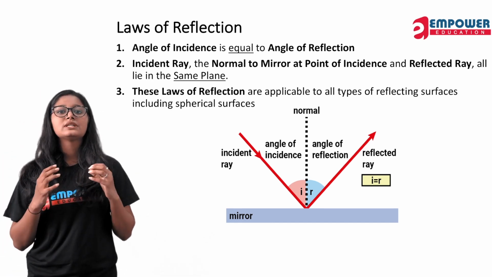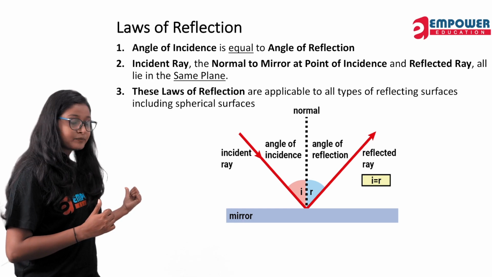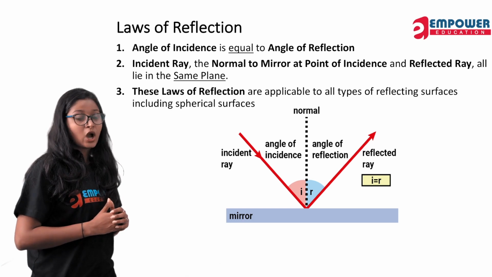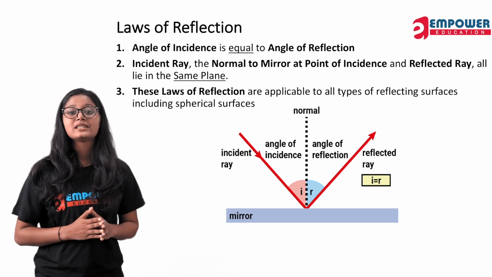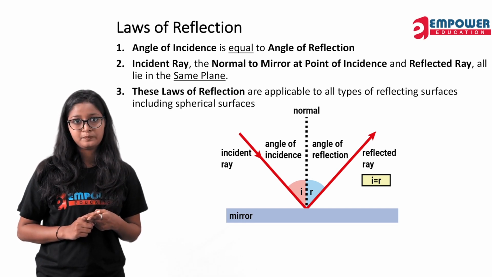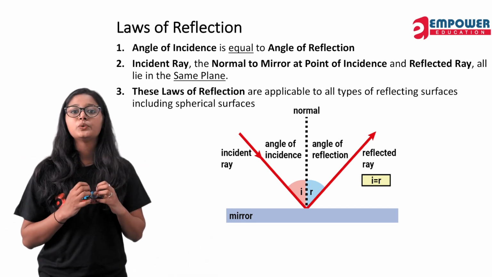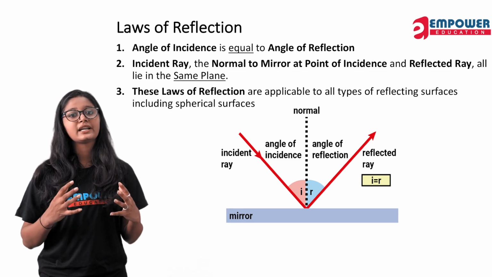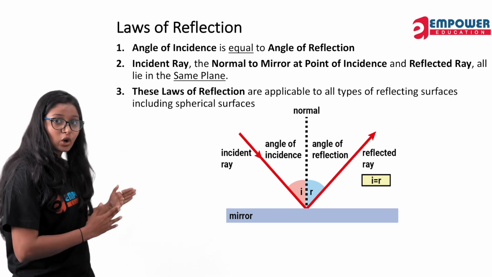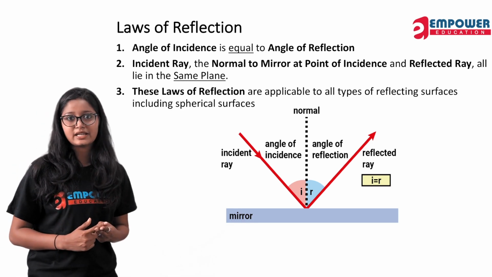Now let's talk about the second law. The second law states that the incident ray, the normal at the point of incidence and the reflected ray, all these three should lie in the same plane. So this is the second law of reflection. For reflection to take place, these two laws come into action. I hope when I explain these two laws, you have all understood clearly that for reflection, these two laws need to be satisfied.